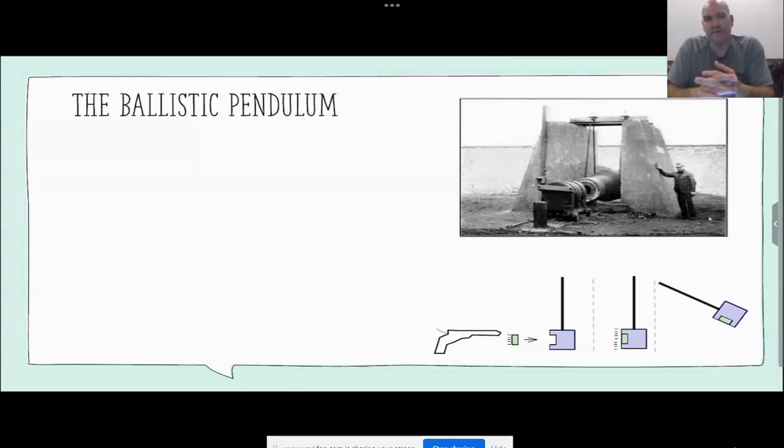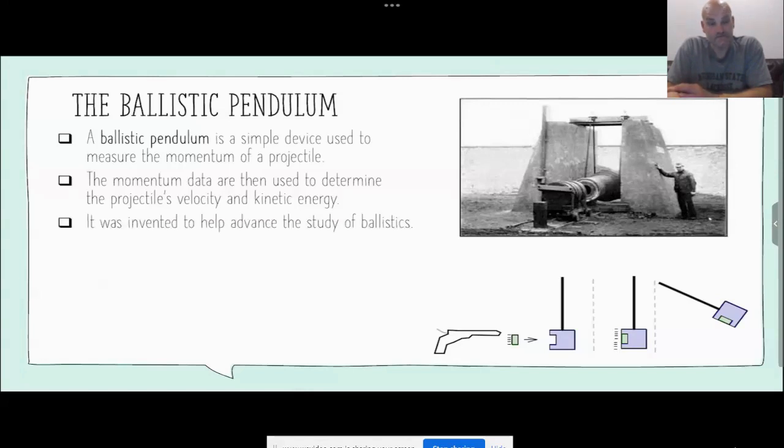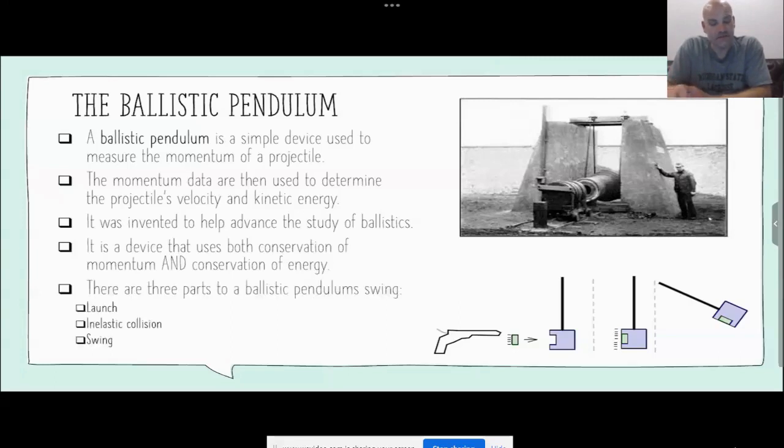So a ballistic pendulum is a very important object to study because it actually takes the last two ideas, the conservation of energy and the conservation of momentum, and puts it into a single object so that we can study it. The ballistic pendulum is a simple device used to measure the momentum of a projectile. Really what it's used to measure is actually the muzzle velocity of a weapon. The momentum data is then used to determine the projectile's velocity and kinetic energy. It was invented to help advance the study of ballistics. It uses both conservation of momentum and conservation of energy.